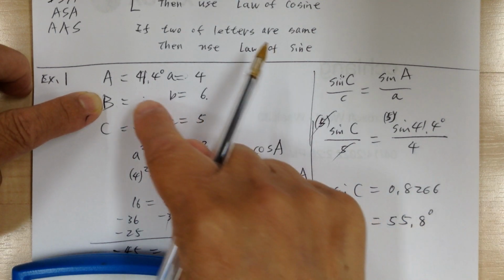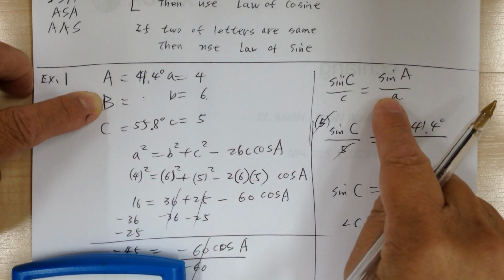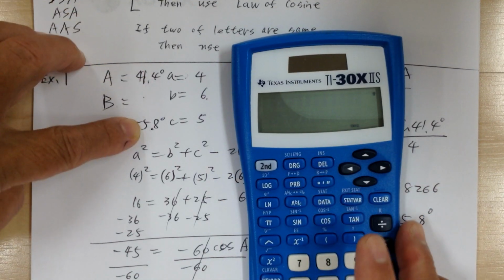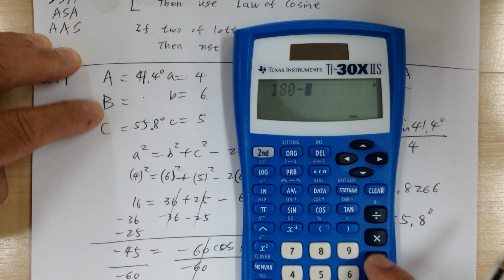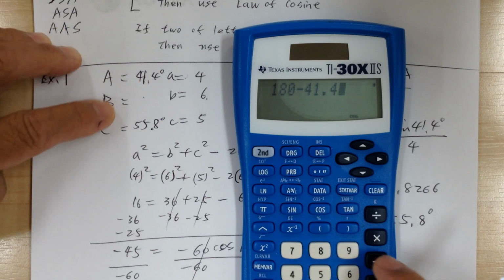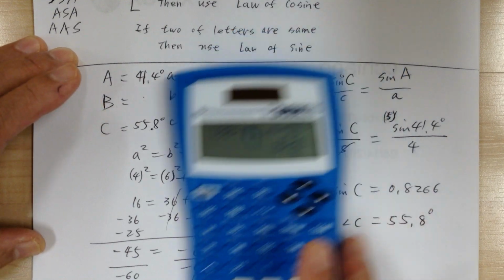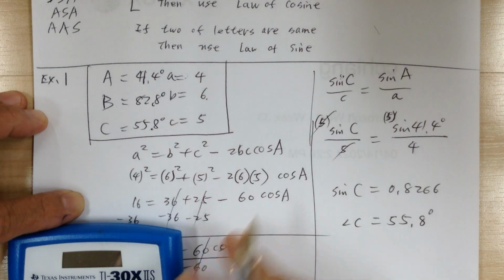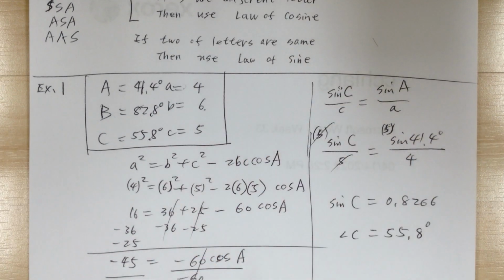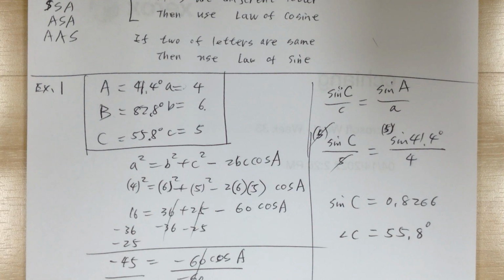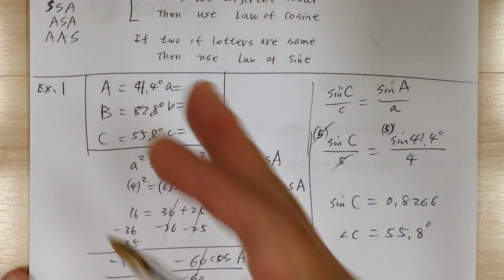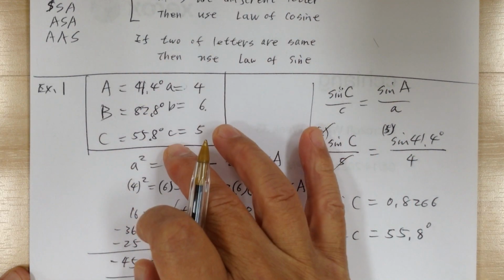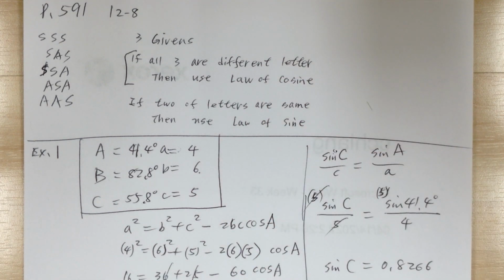Now to find angle B, you don't have to use the law of sine again. You just use 180, because three angles have to equal 180, right? So you go 180 minus 41.4 minus 55.8, equal, and it'll give you 82.8 degrees. And that's it. So again, once you know these basic rules, then you don't have to worry about trying to differentiate what kind of case it is. You can just ignore what kind of case. Just write down your ABC, and then just follow these two rules, and then you will be fine.